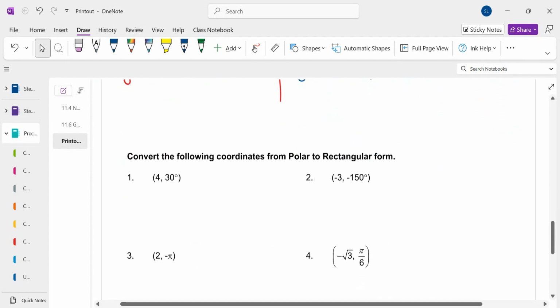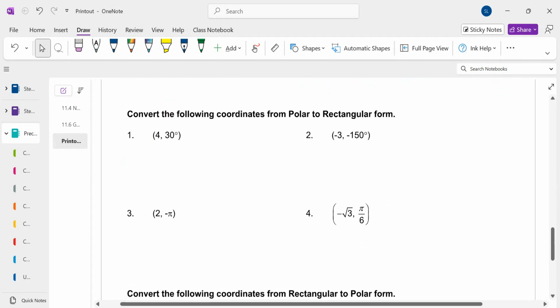All right, so I'll do a few of these. Let's take a look at number 1 here. I'm converting from polar to rectangular. So I'm going to rectangular, so my answer should be x comma y.